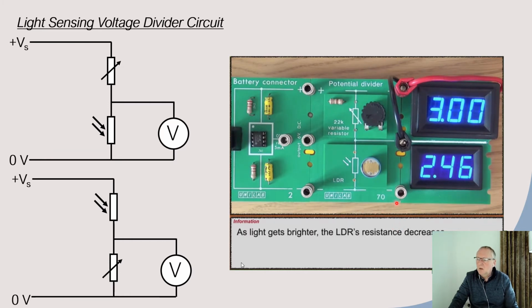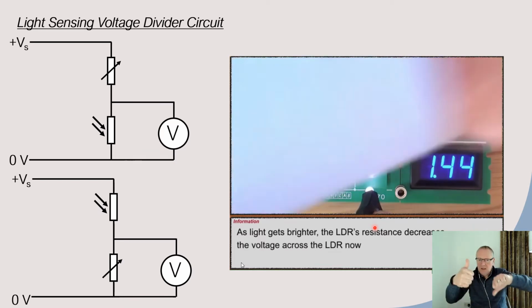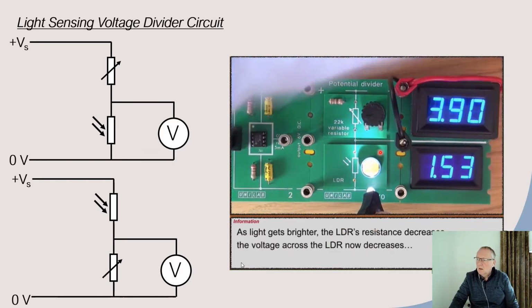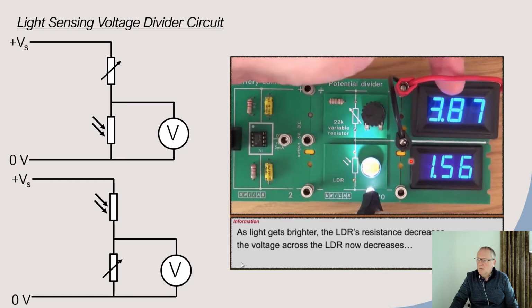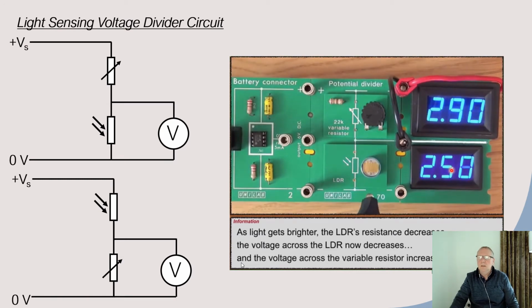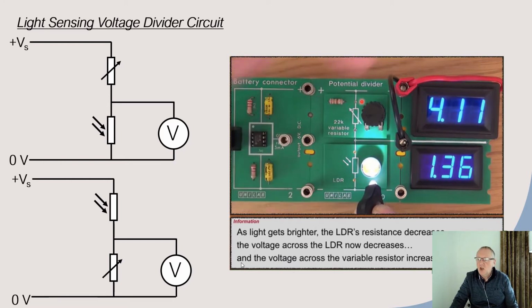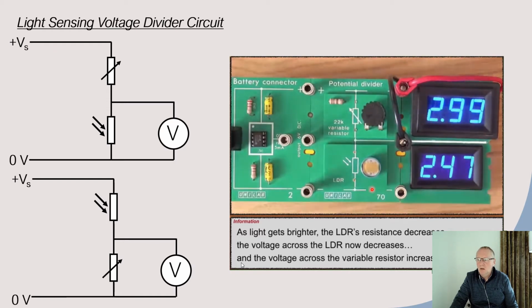Okay, so this time I'm going to shine a wee light onto the LDR, and you watch what happens to the voltage. We know that if we increase the light levels getting to the LDR, its resistance is going to decrease. If its resistance decreases, then the voltage across it also decreases. What that then means is that the voltage across the variable resistor has to go up. We've not changed the value of the variable resistor, but it gets a bigger share of the voltage because the LDR gets a smaller share.